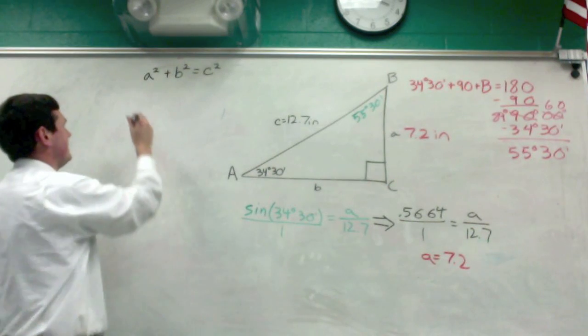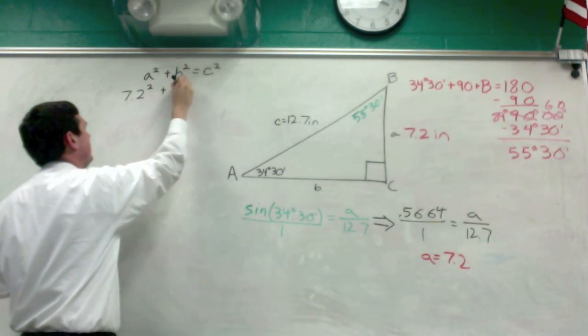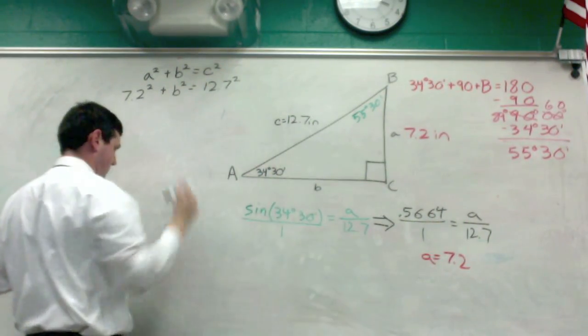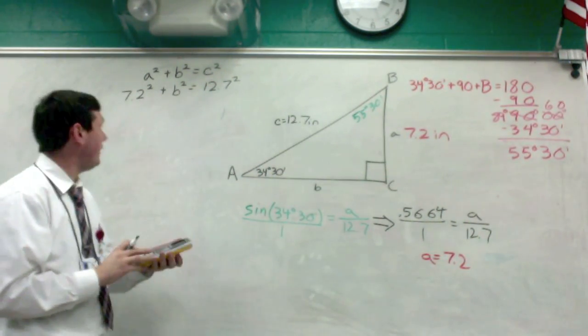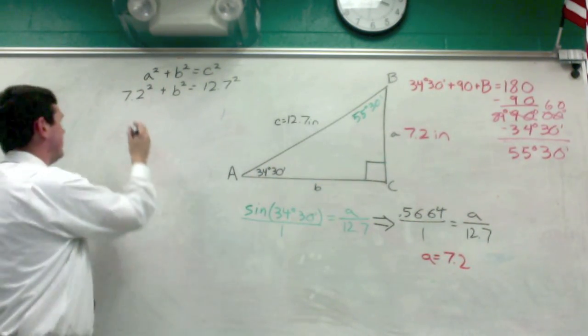Okay, in this case, a is 7.2. Don't know b. But they're all squared. So I put them in my calculator.